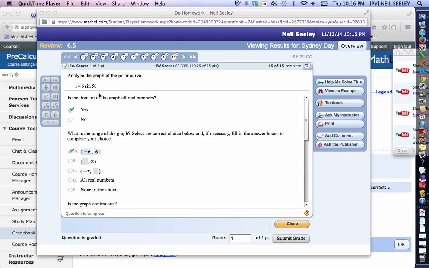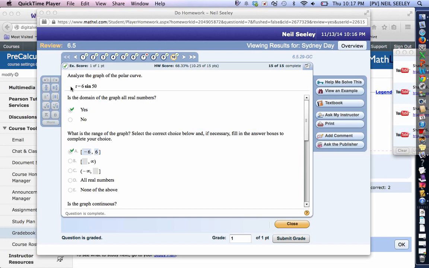And because it has an odd number next to theta, this would be a rose curve with a radius, each petal would be 6 long, and there would be 5 petals. If that's an odd multiplier to theta, you get that many petals, 5. If it's an even number multiplied to theta, you actually get double that number of petals.